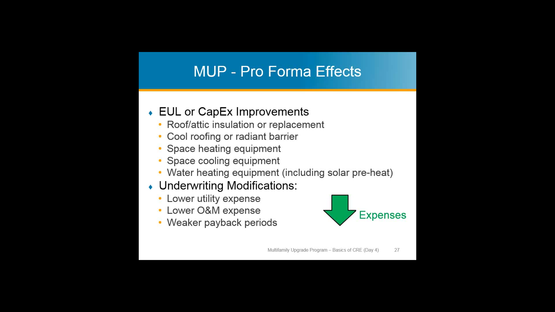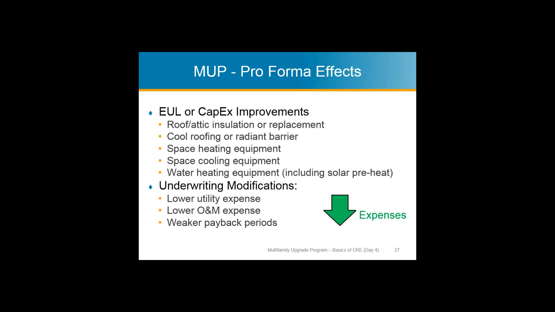So looking at the next bunch of energy efficiency measures, I thought it would be good to consider end of useful life or CapEx improvements. It's something that the asset manager may not particularly want to do because it's a large ticket item for the budget, but maybe they have to. It's an HVAC unit that's 30 years old and had an effective useful life of 20 or 25 years. And this includes things like roof attic insulation or replacement, a cool roof or a radiant barrier on the roof, space heating, space cooling, and of course water heating equipment as well.